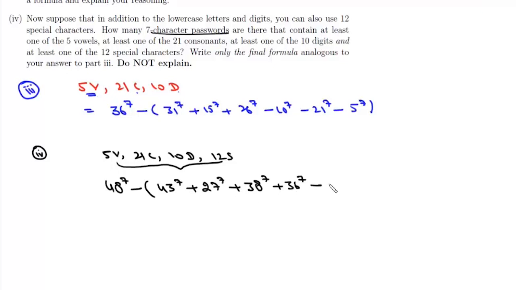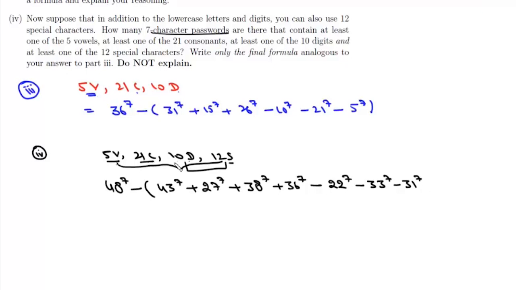Now we have to choose a combination of 2. If vowels and consonants are missing, then the password is formed with digits and special characters, and there will be 22 to the power 7. Now if vowels and digits are missing, then we have 33 choices, so it will be 33 to the power 7. And if vowels and special characters are missing, then we'll have 31 choices. So there will be 31 to the power 7.